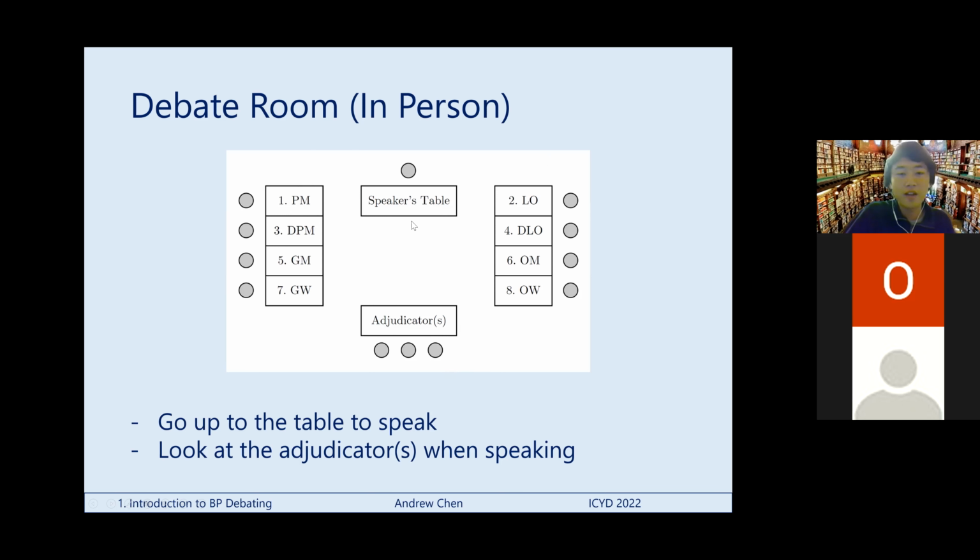This also shows the speaking order, hopefully in a slightly clearer way. It's PM, LO, DPM, DLO, GM, OM, GW, OW. So it just alternates between the two sides, with the two opening teams debating before the two closing teams. So that's the speaking order within BP, and how you might set up a room if there are enough tables, essentially. Right. Do we have any questions on this before we move on to exactly what each speaker does within the debate?